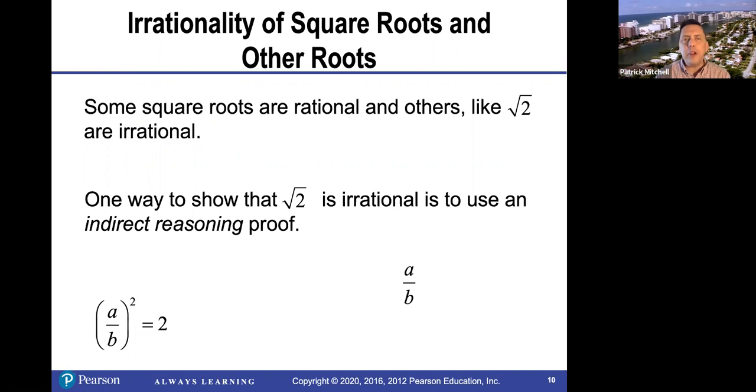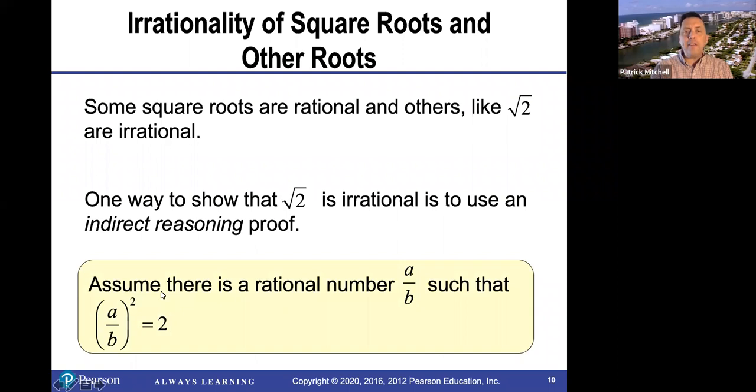All right, so I'm going to show you a really, really cool proof that the square root of 2 is irrational. And I see that my animations are messed up here a little bit, but this stuff will fill itself in. So we're going to show that the square root of 2 is irrational using an indirect reasoning proof. So the way that works is we start off by supposing that there is a rational number, which I could then write a over b, such that the square of a over b equals 2. So then this number a over b would be the square root of 2. Okay, so let's go with that.